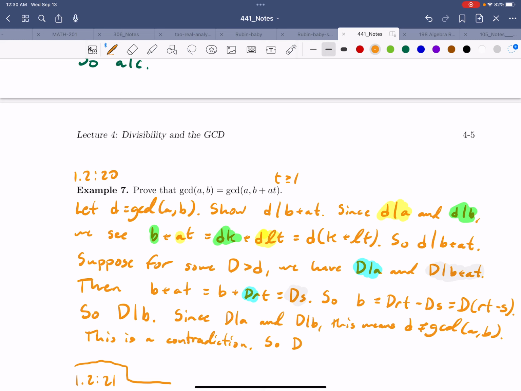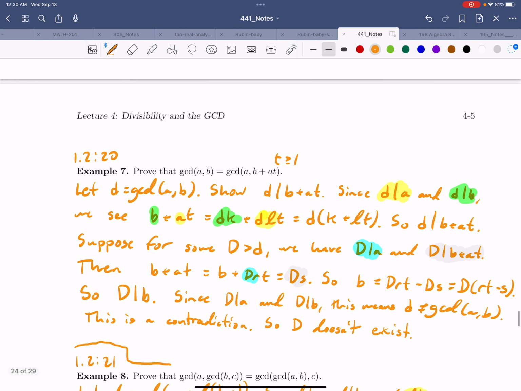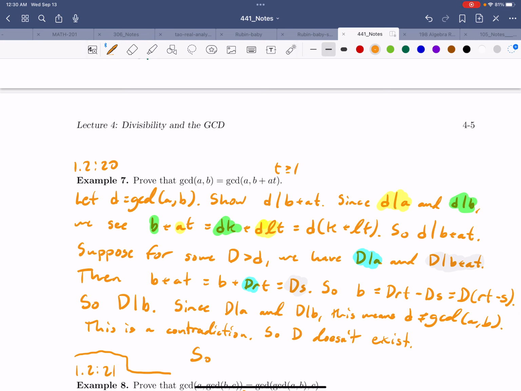So big D doesn't exist. And so that means that little d equals the GCD of A and B plus AT.